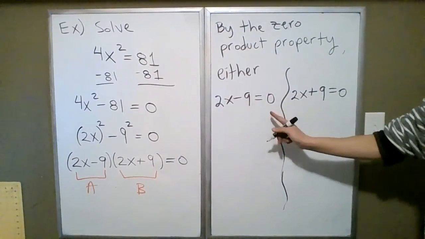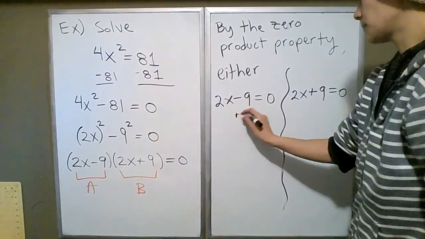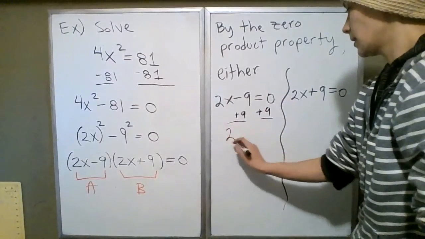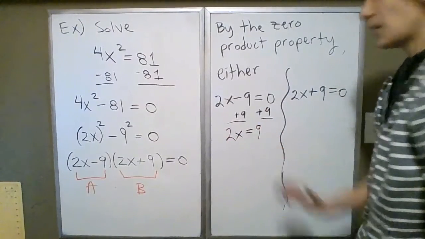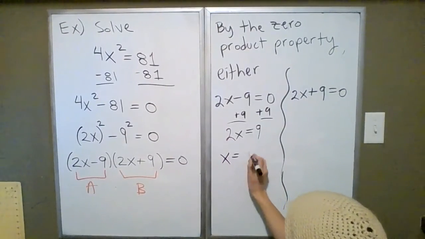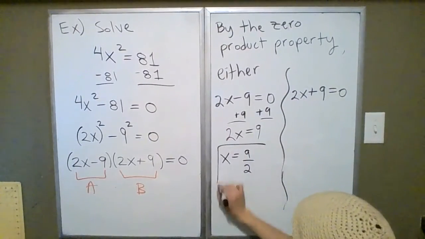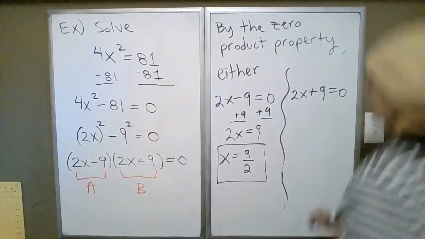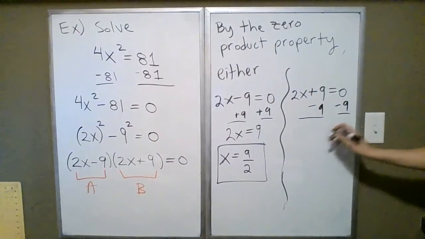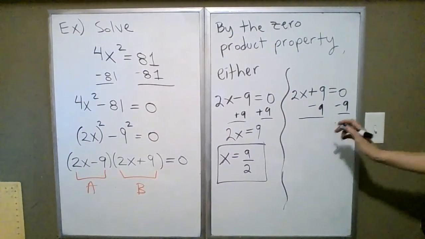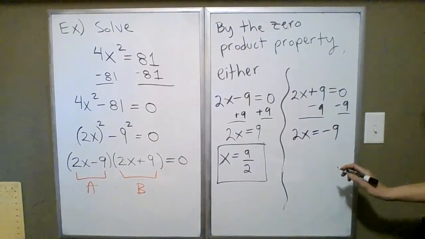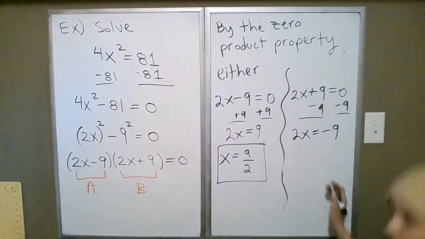On this side, we'll add 9 to both sides: 2x equal to 9. Divide both sides by 2, and you'll get x equal to 9/2. Here, we subtract 9 from each side. Then 2x is equal to negative 9. Divide both sides by 2, and your other solution is x equal to negative 9/2.